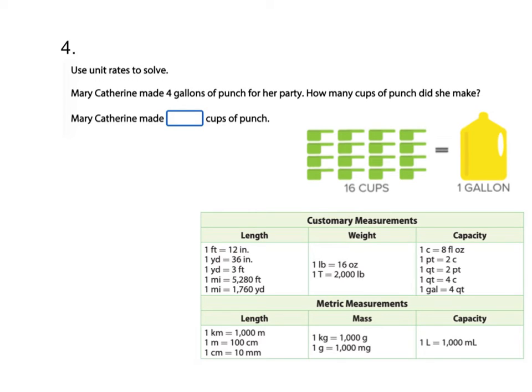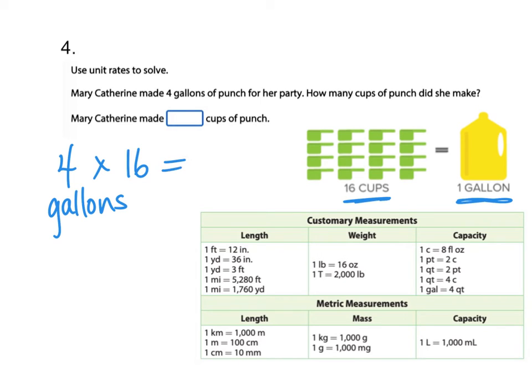Use unit rates to solve. Mary Catherine made 4 gallons of punch for a party. How many cups of punch did she make? For every 1 gallon, we have 16 cups. So if I have 4 gallons, I need to multiply that by 16, because each gallon has 16 cups in it, to figure out how many cups total. In this case, it would be 64.